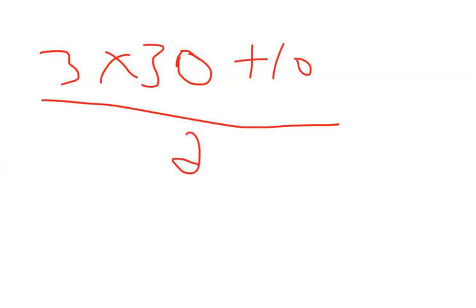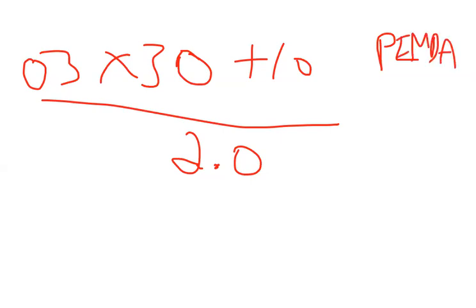Let's do 3 times 30 plus 10 in the numerator of a fraction, and you're going to divide that by 2. Just remember, all these can have point zeros, which is fine, or zeros in front. The leading zeros don't really do anything in this case. So let's do PEMDAS again, which stands for parentheses, exponents, multiplication, division, addition, and subtraction in that order, with the multiplication and division and addition and subtraction being left to right, with multiplication and division taking priority.